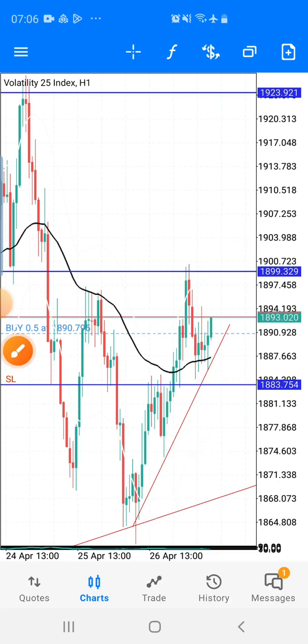But one more thing, guys, I want to share with you about this strategy: how to filter the exact point you are going to enter, or how to confirm this bullish run at this point.